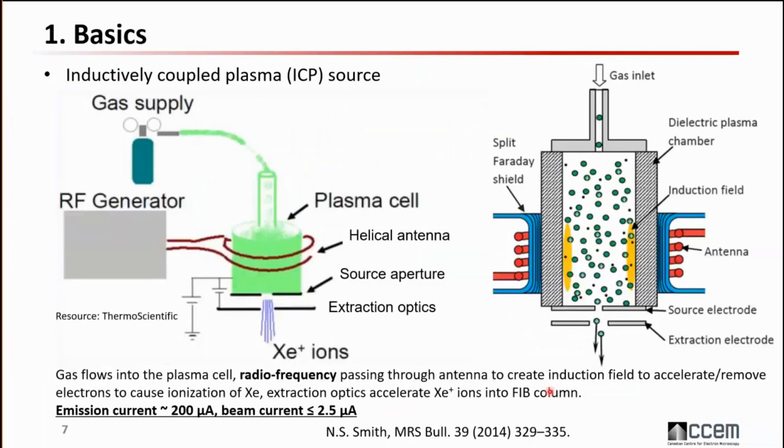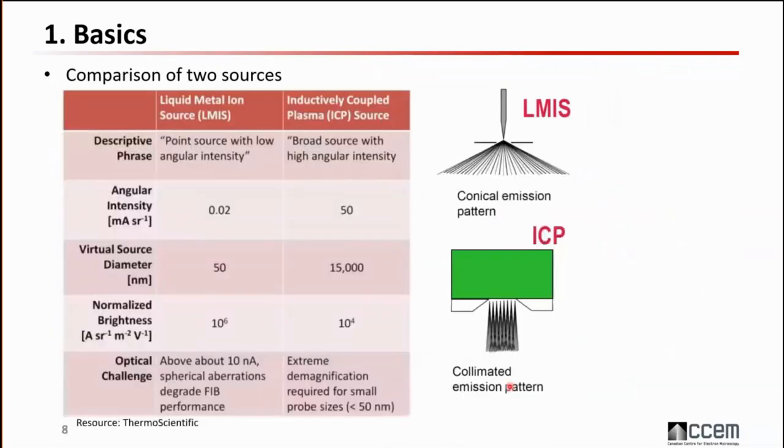Concerning the plasma, the inductively coupled plasma source, here is a schematic to show how it works. You have your gas flowing into your plasma cell. The radio frequency passing through the antenna creates the inductive field to accelerate the electrons. That causes the ionization of the xenon, and the xenon is then extracted and accelerated into the FIB column so that you can use it.